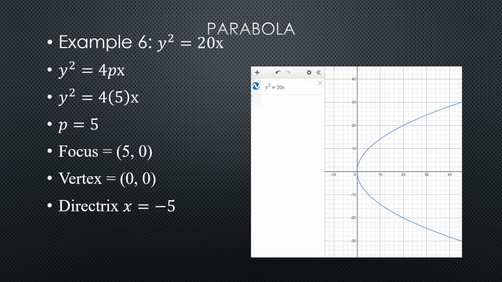So from there we know that p is the distance from the vertex to the focus. Because there's no h and k components in this formula, and we're going to get to those a little bit later on in the slide, we know that the vertex is at (0, 0). So therefore, if p is equal to 5, the focus is at (5, 0) for this parabola. And if the focus is at (5, 0), the directrix has to be x equals -5.